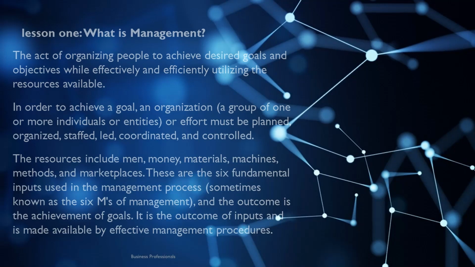The resources include men, money, materials, machines, methods, and marketplaces. These are the 6 fundamental inputs used in the management process, sometimes known as the 6 Ms of management, and the outcome is the achievement of goals. It is the outcome of inputs and is made available by effective management procedures.